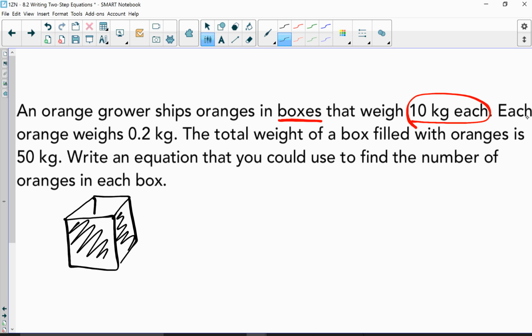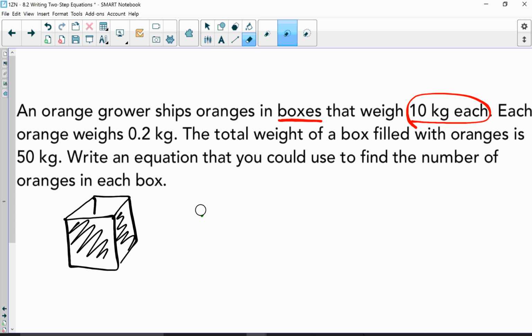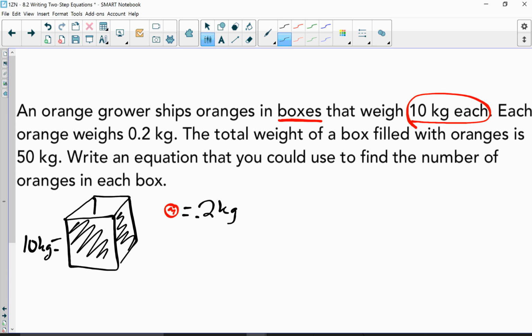All right. Each orange weighs 0.2 kilograms. I have to apologize, I'm going to use red for our oranges, so bear with me. I've got oranges, right? Oranges weigh how much? Oranges weigh 0.2 kilograms. Boxes weigh 10 kilograms.